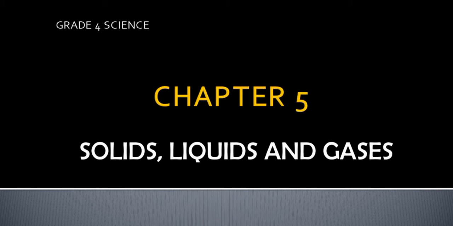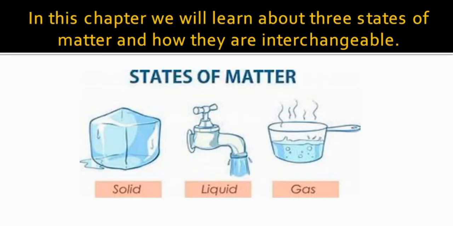Today we will be learning chapter 5, that is solids, liquids and gases. In this chapter, we will be learning about three states of matter: solid, liquid and gas, and how these states can be interchanged. So let's start.